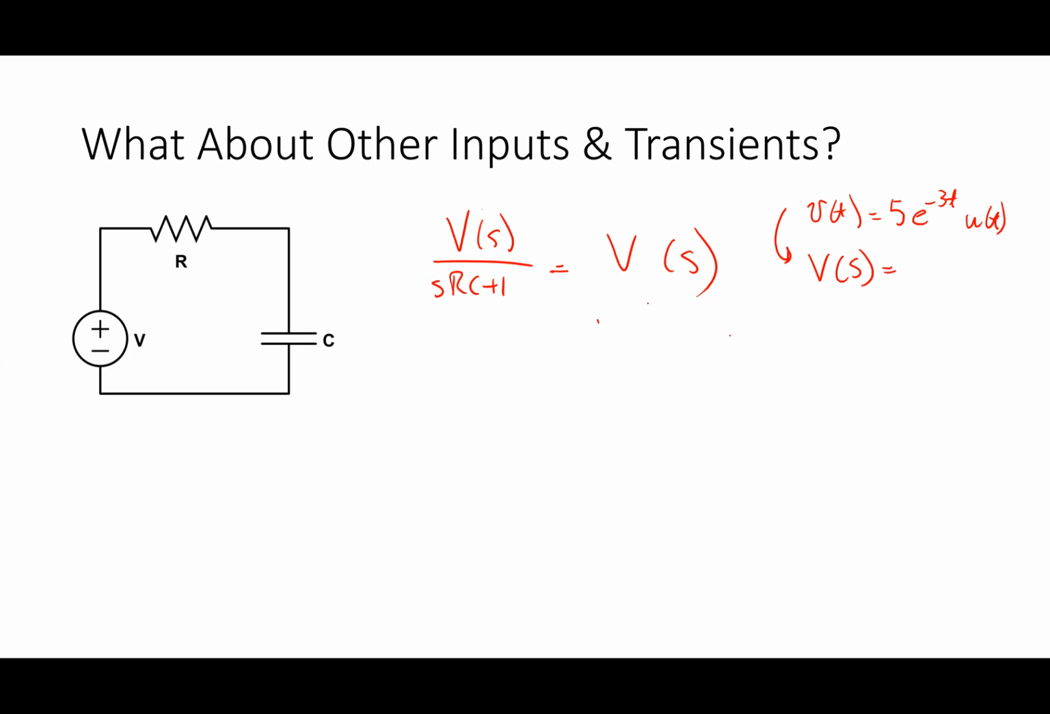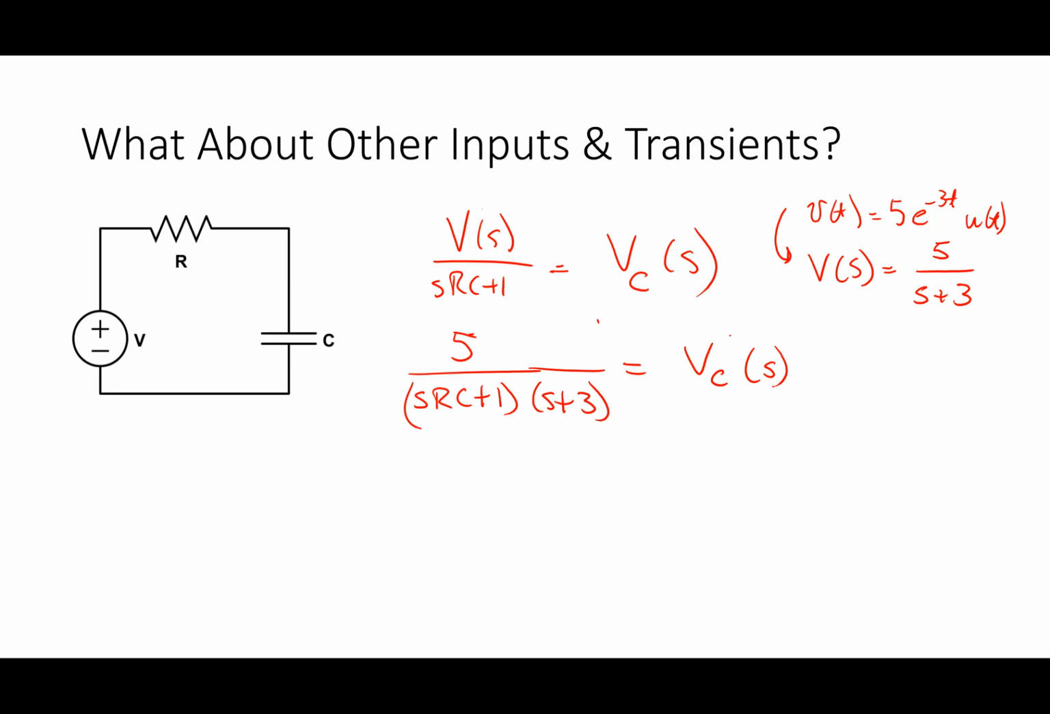What did we say it was for an exponential? 5 over s minus a, or in this case, plus 3. So it'd be 5 over s plus 3. So basically this becomes 5 over sRC plus 1 times s plus 3. Whatever the inverse Laplace transform of that is, is the full result, both in the transient and in the steady state.